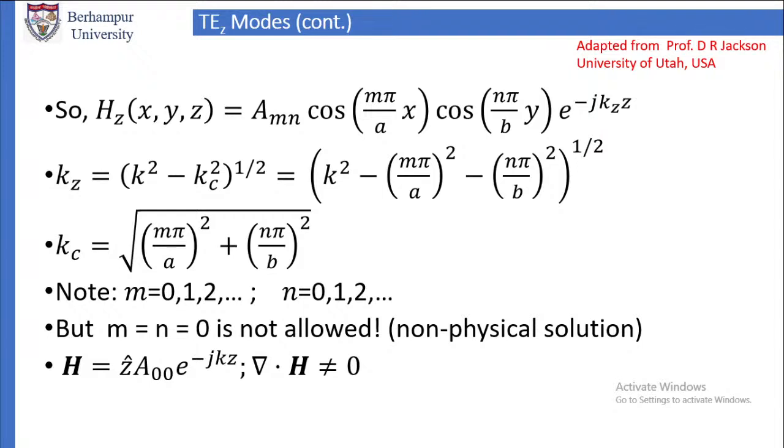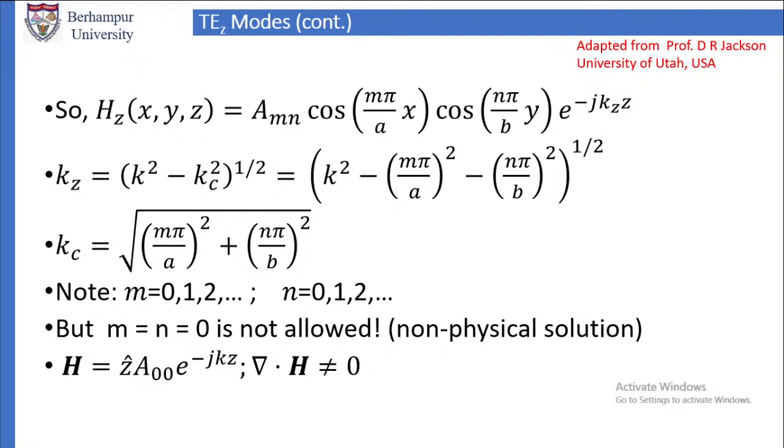Now if I take del dot h, the divergence of h, on the right hand side I will take the derivative with respect to z. Derivative of the right hand side with respect to x is 0. Derivative with respect to y is 0. But derivative with respect to z is not 0, which means divergence of h is not equal to 0. But you know from Maxwell's equation, divergence of h is equal to 0.